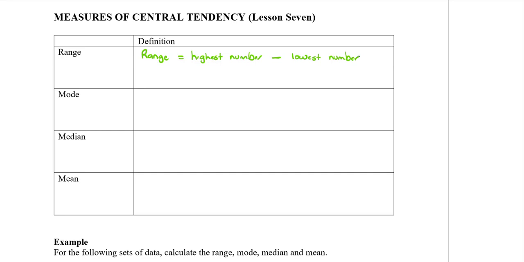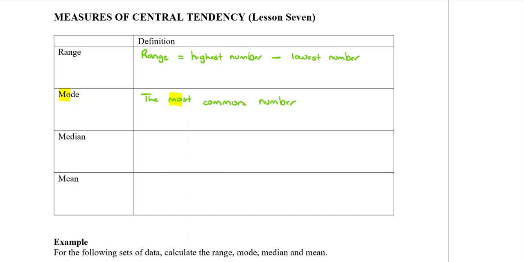The mode is the most common number. Now, to remember that, this is my little thing that goes through my head. Mode starts with M-O, and most starts with M-O. Mode means most. Okay, mode means most. That's what you've got to remember.